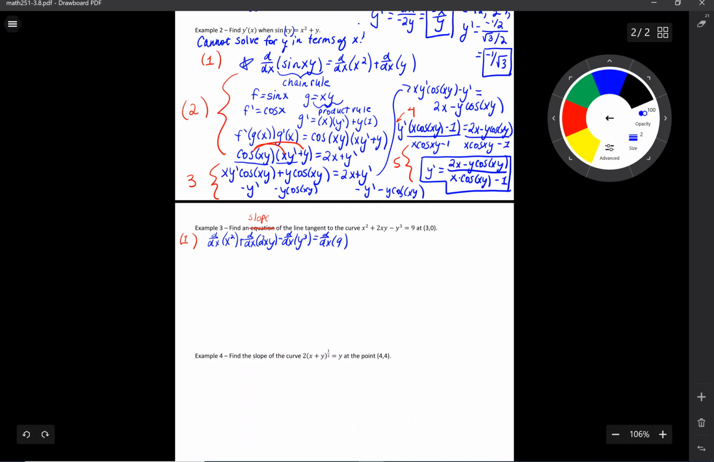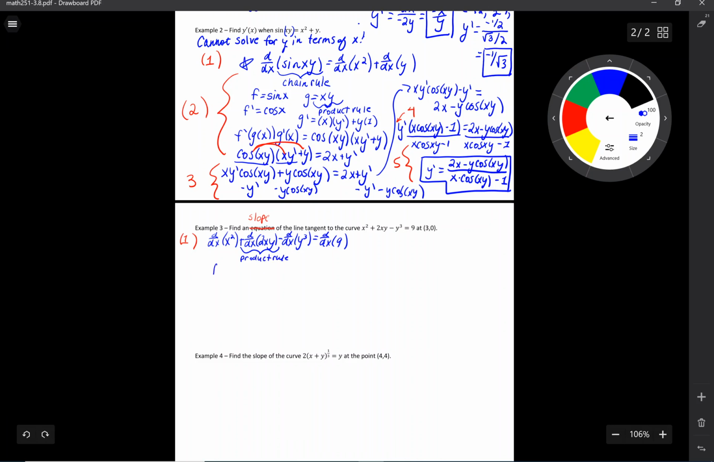And now I need to take some derivatives. I know the derivative of x squared. That one's easy. In order to find the derivative of 2xy, I am going to have to use the product rule. So let's look at this one first. So if I find the derivative of 2xy, I'm going to have to use the product rule.